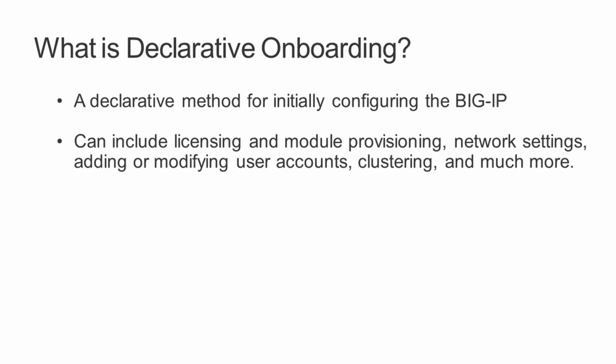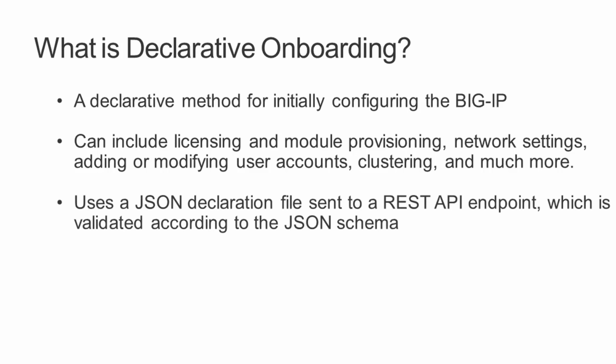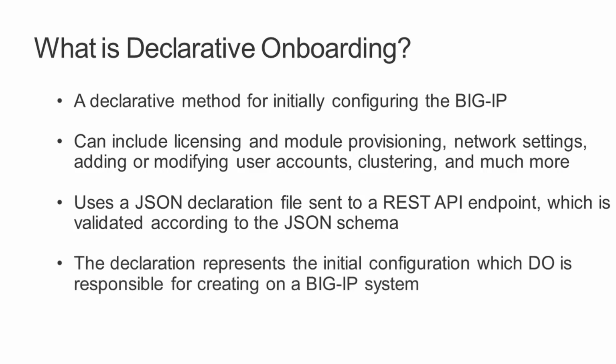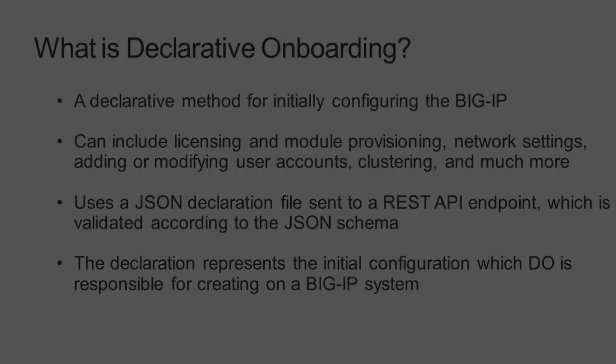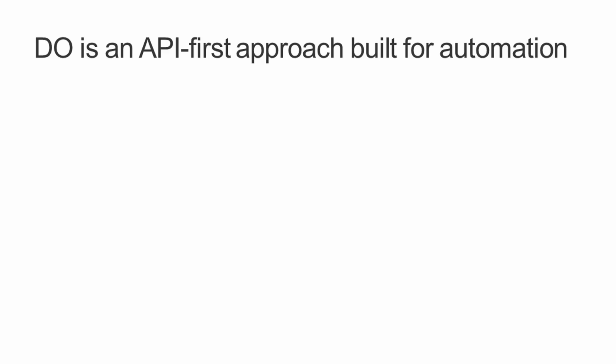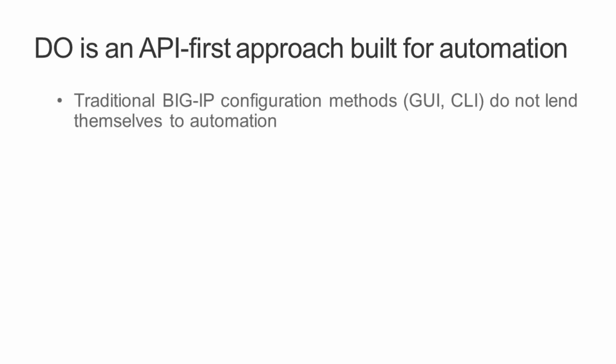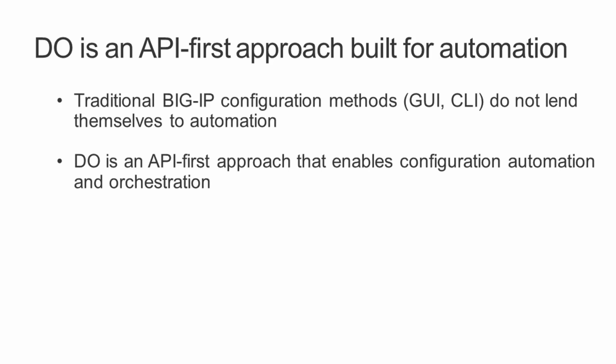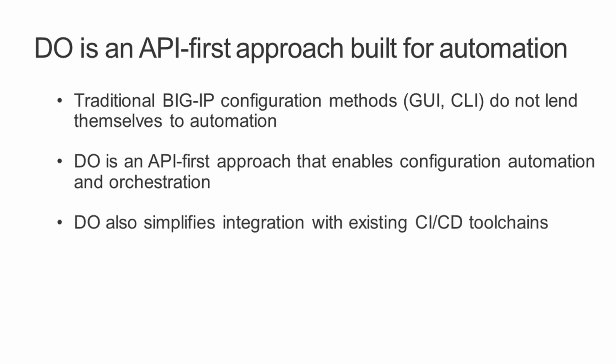That's AS3's job. A declarative model means you provide a JSON declaration rather than a set of imperative commands. The declaration represents the configuration which DO is responsible for creating on a BigIP. You send a declaration file using a single REST API call. Like AS3 and other components of the F5 automation toolchain, this method of onboarding a BigIP is built for automation and orchestration, unlike some of the traditional configuration methods, and DO can easily be integrated into existing CI/CD toolchains.